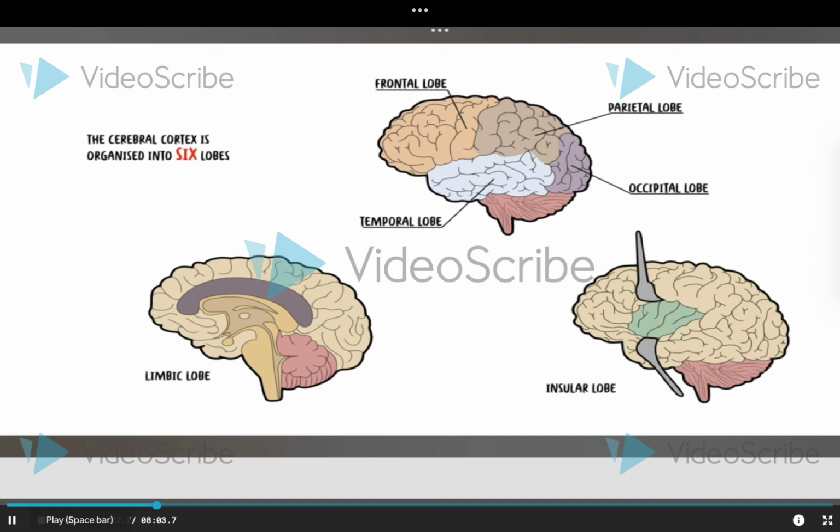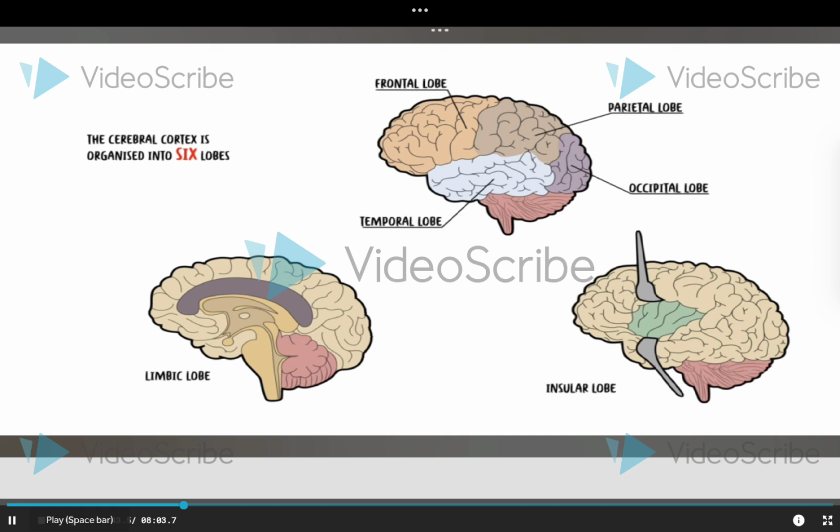Occipital lobe, located in the back of your brain. Function: vision processing, including color, shape, motion, and detection. If damaged, it can lead to visual loss or difficulty in recognition of objects.